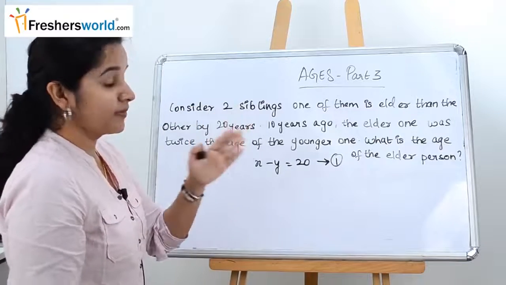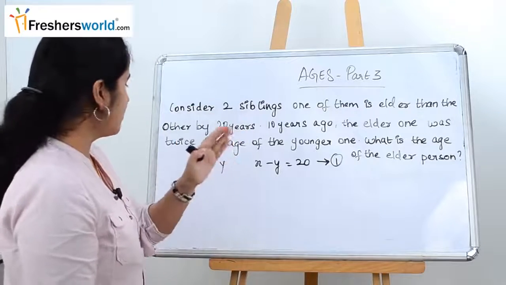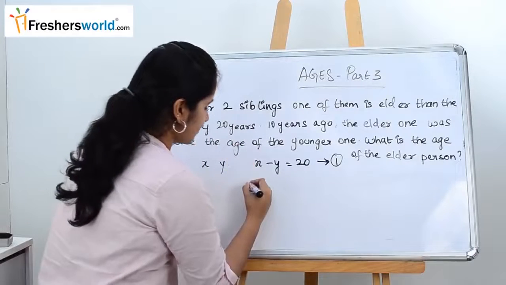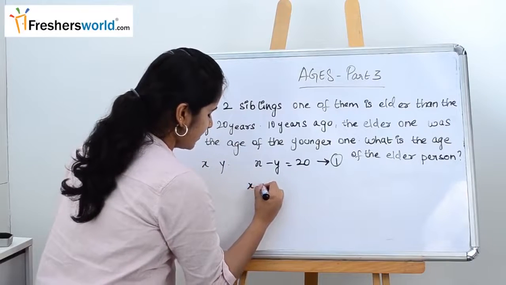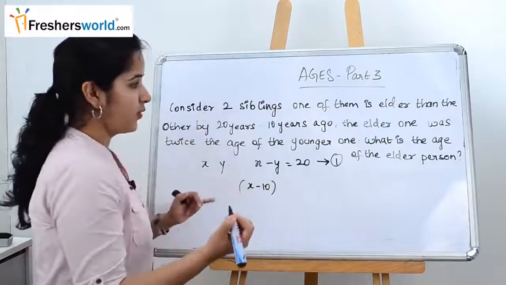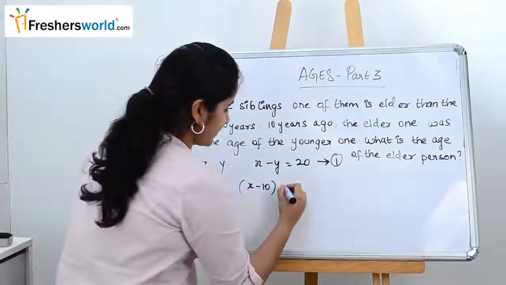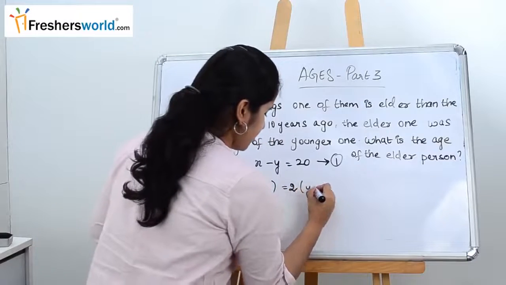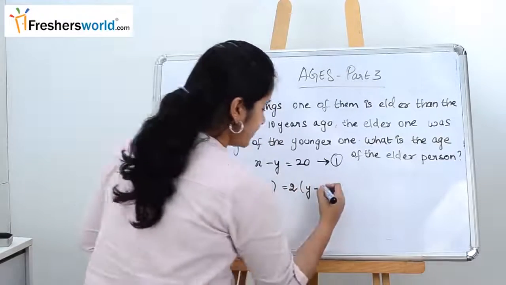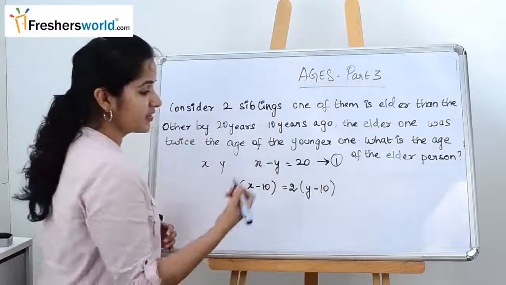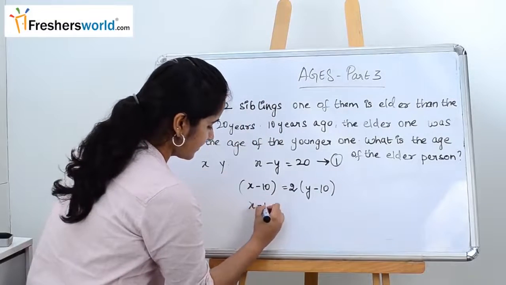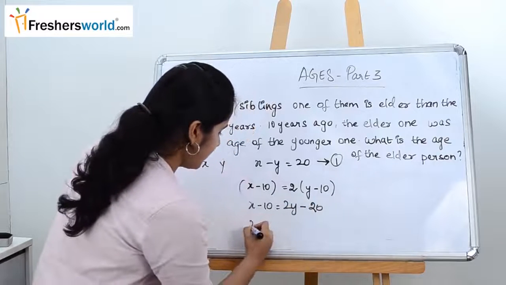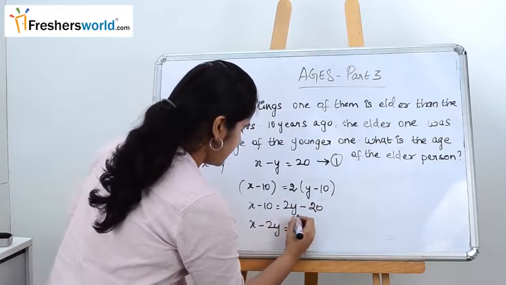10 years ago, before 10 years, the elder one was twice the age of the younger one. 10 years ago. So, x minus 10. 10 years ago, the elder one was twice the age of the younger one. So, younger one will also be 10 years below. So, this is your second equation. Let's solve this. 2y minus 20. So, x minus 2y becomes minus 10.